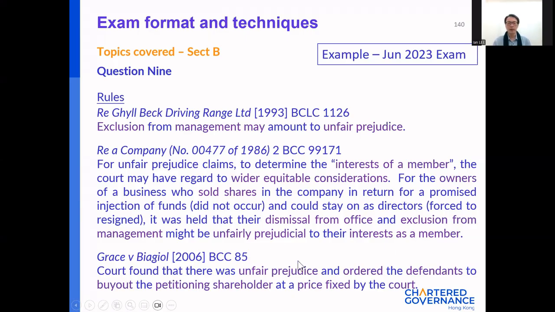The court found that there was unfair prejudice and ordered the defendant to buy out the petitioning shareholder at a price fixed by the court. So you can see sometimes if you really cannot agree and the relationship is bad, the best thing to do is just give the money back to the shareholder. And the shareholder can take the money and go somewhere else. That's usually one of the best commercial solutions.